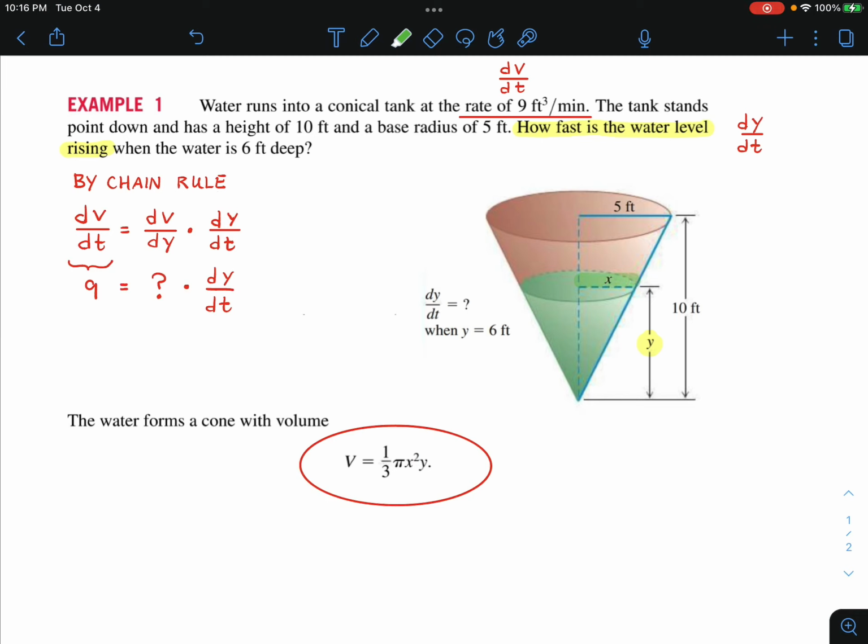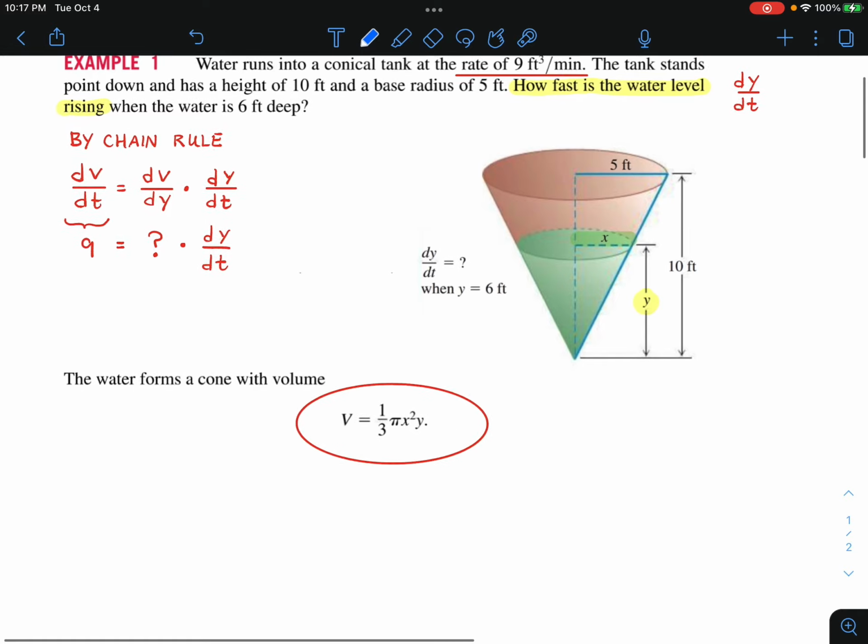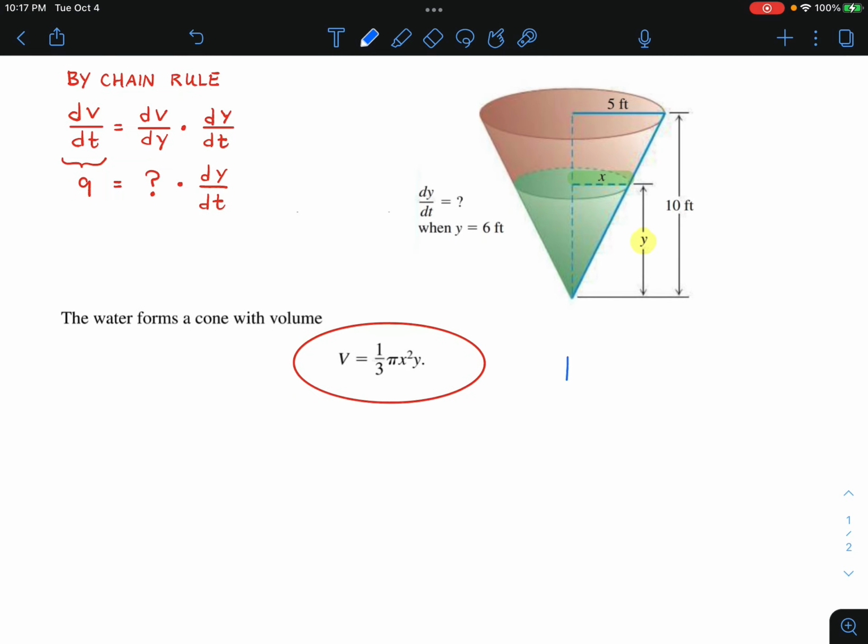Now, in class, I mentioned that x and y are related. Obviously, when water is poured into this tank, both x and y will increase, but they are not independent of one another. So the important observation that I made in class is to make use of this blue triangle. Let me try to draw it again. A blue triangle that I extracted from the diagram.